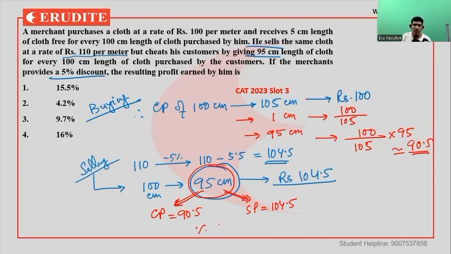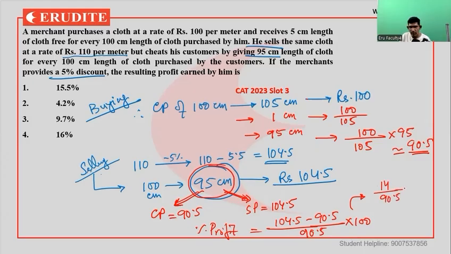So I can find the effective profit percentage now. The effective profit percentage is what? Sales price minus cost price upon cost price into 100. That's all. So from this, what can I say? Effectively, profit is 14 rupees out of 90.5 into 100. So that will be roughly 15.5%. So option A is my direct answer.